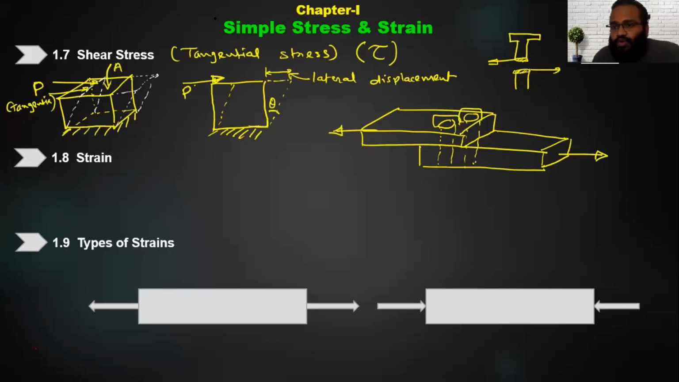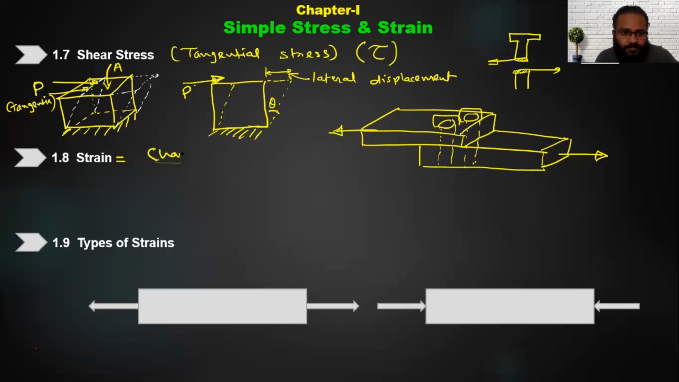Now let's go to the next topic, which is strain. So far we have been discussing stresses. Whenever we apply stress, there will be some deformation in the object, in the material, and that is going to cause some changes in the dimension of the body, and those changes can give us the value of strain. The very simple definition is that strain is the change in dimension per unit original dimension.